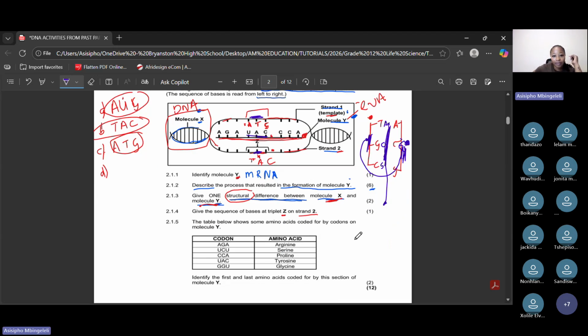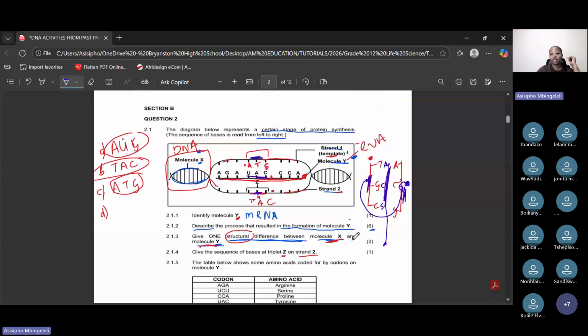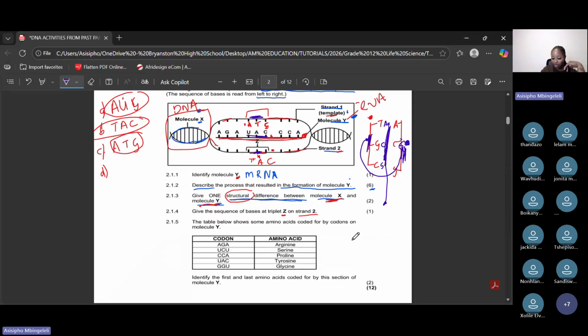Okay. The table below shows some amino acids coded for by codons of molecule Y. We need to remind ourselves what a codon is. A codon is 3 bases in a messenger RNA strand. Me and you have confirmed that molecule Y is the messenger RNA. So now we are going to use the codons here and read them from left to right in order for us to find the amino acids.